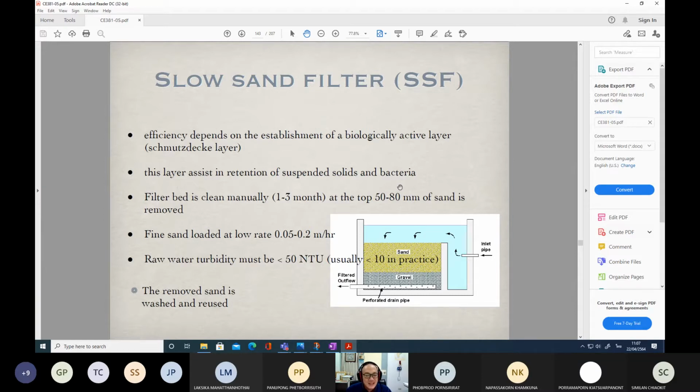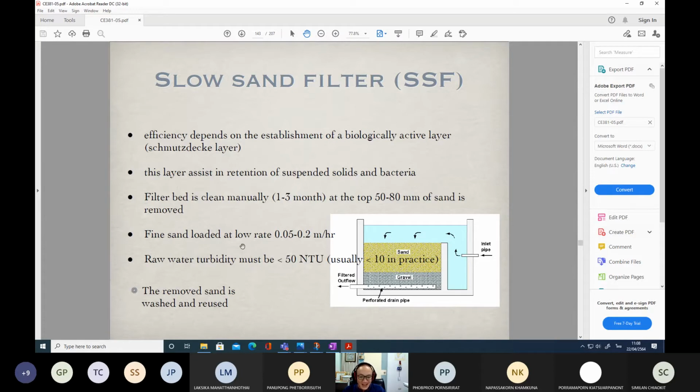The bed is cleaned manually and the top, approximately 5 to 8 centimeters of sand, is removed because this layer will be full of the biological active layers. That is why we have to remove it. We cannot let it get blocked. If we allow the biological layers to grow up, they may block the pores so that water cannot pass through efficiently.